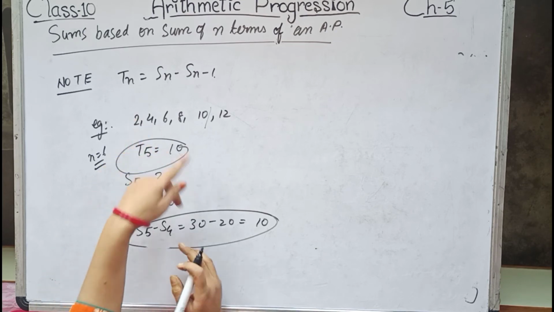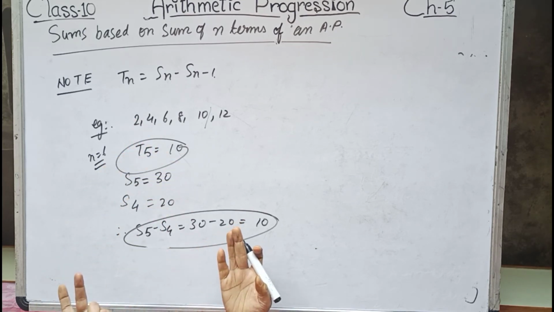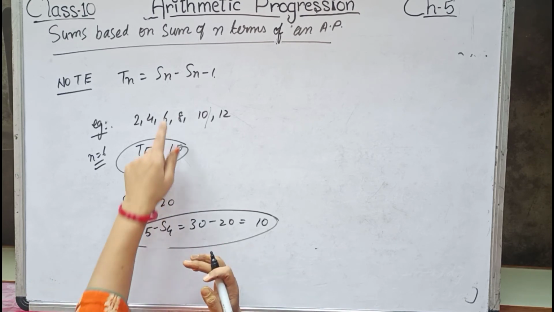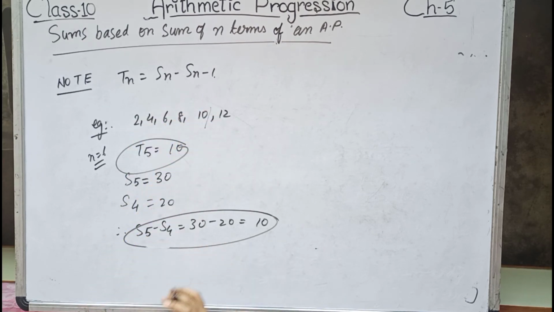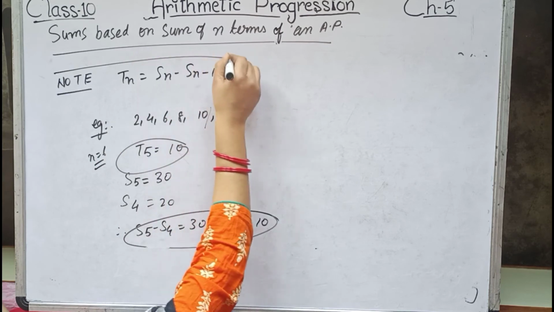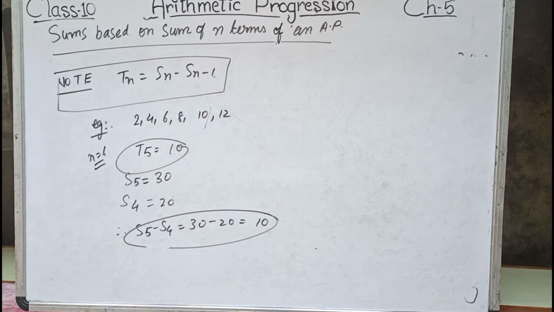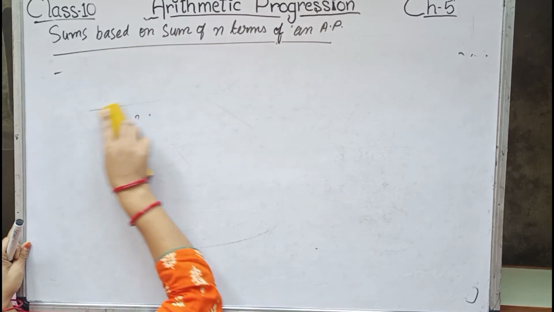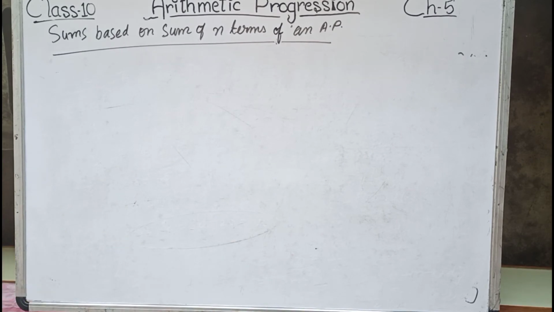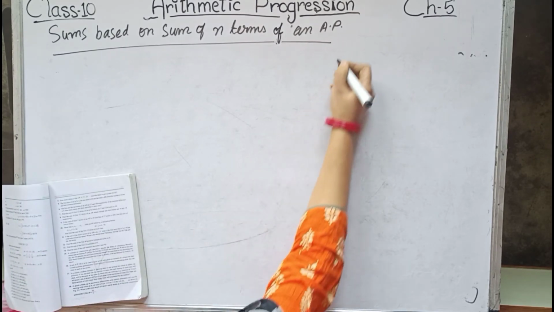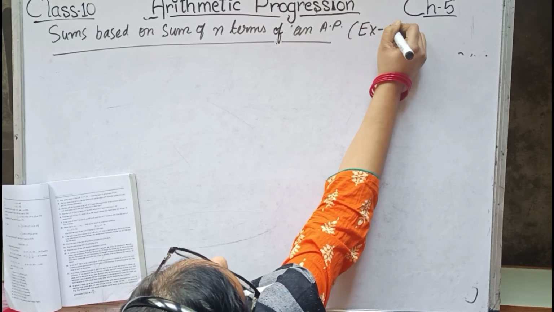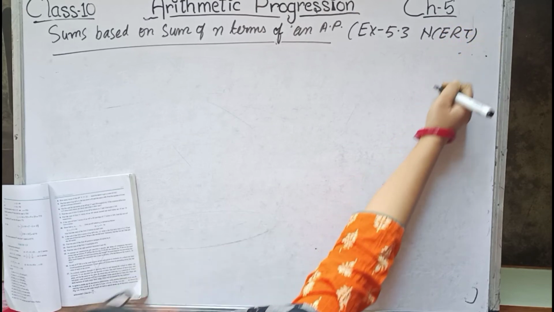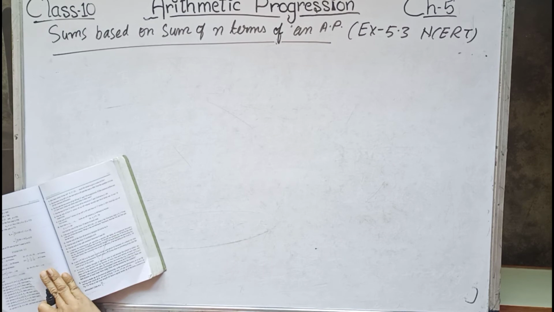So remember, this formula may help you in some sums, in 1 mark sum, or sometimes in the judging of a question based on direct utilization of sum till n terms minus sum till n minus 1th term. So write this somewhere in note part. Now let us move to the exercise. Exercise 5.3, NCERT. Find the sum of the following APs.